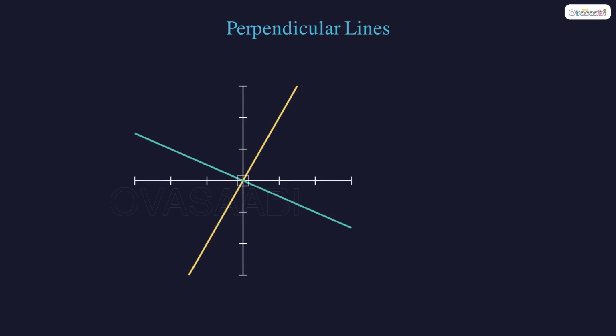Perpendicular lines cross at 90 degrees like a plus sign. Their rule: multiply the two gradients and you get -1. m1 times m2 equals -1.